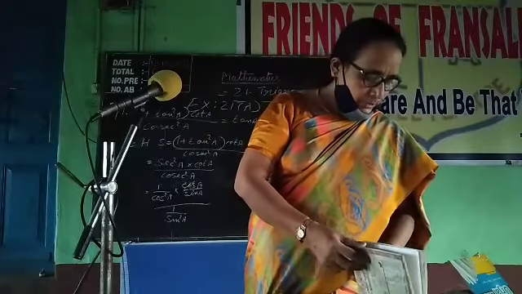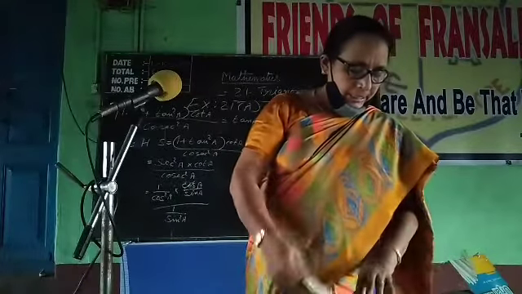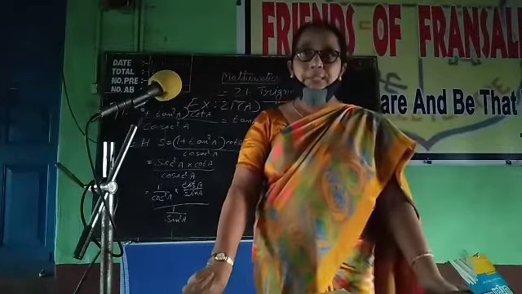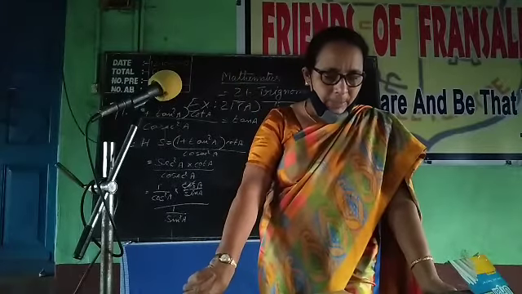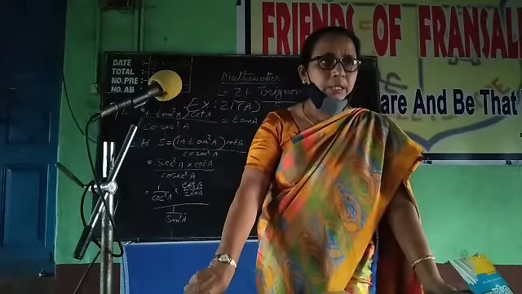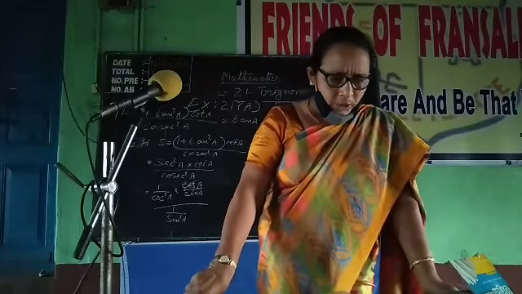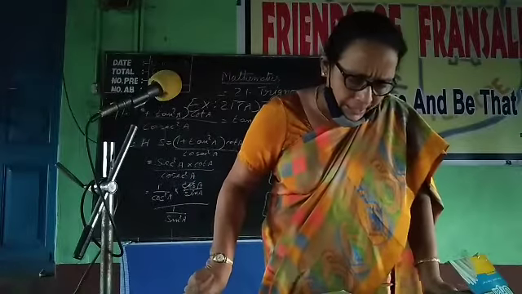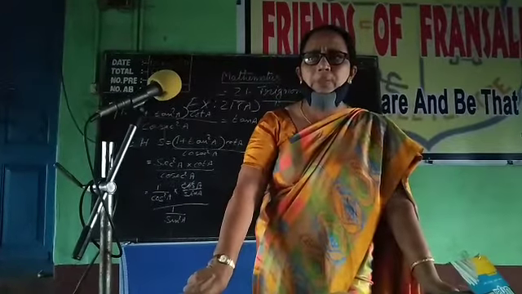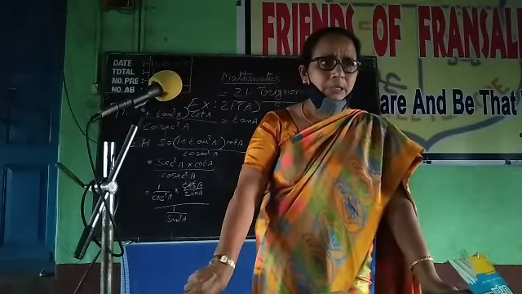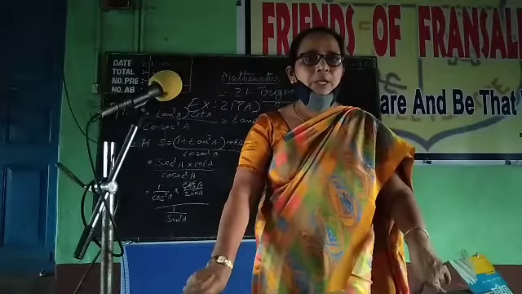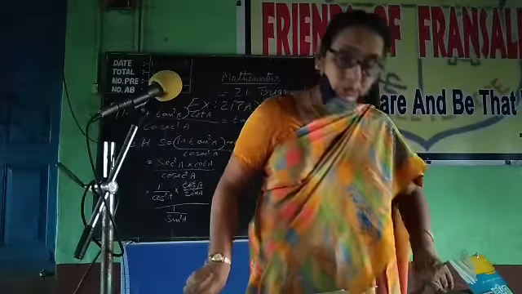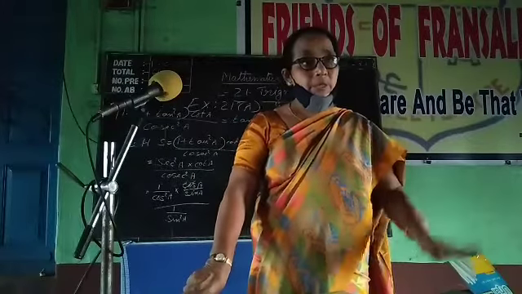The 12th one you do as homework. Here in the 12th one you have to show that tan square A minus sin square A is equal to tan square A into sin square A. Same way, you can write tan square A as sin square A divided by cos square A, minus sin square A. Then find the LCM. When you find the LCM, it will be sin square A minus sin square A into cos square A, divided by cos square A.